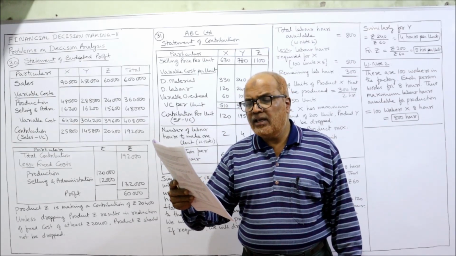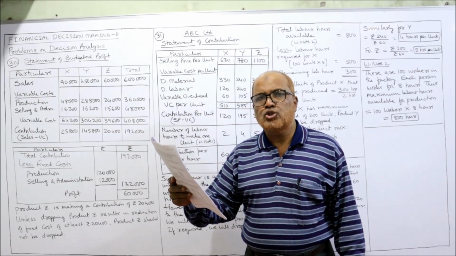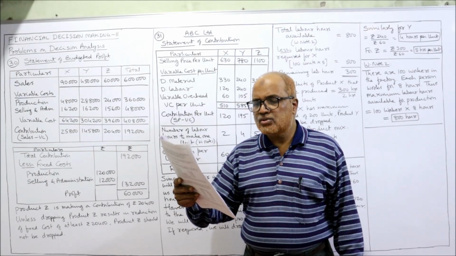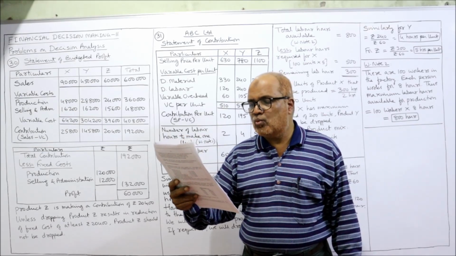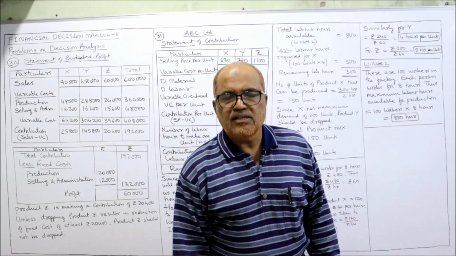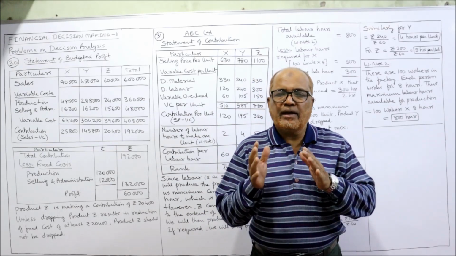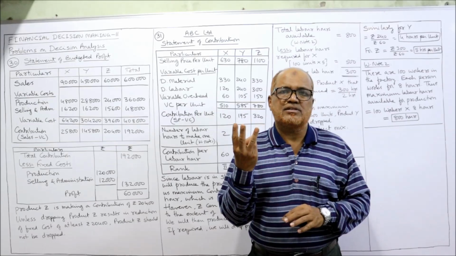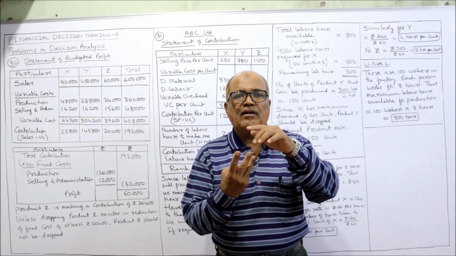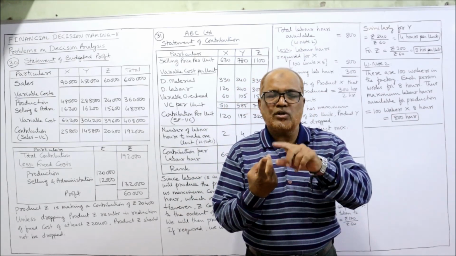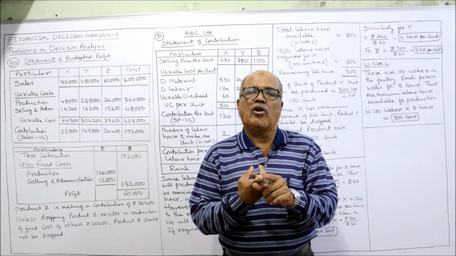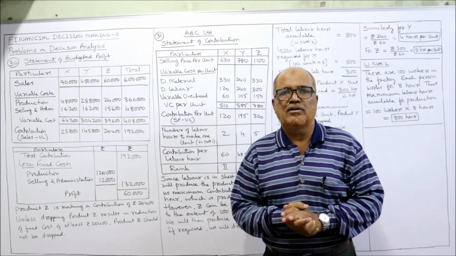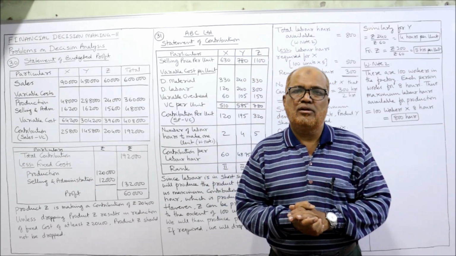Now, the board is of the view that product Z should be dropped as it is making losses. Your views. State your views with the reasons. This is a problem of should we continue the product or should we drop the product? Three products X, Y, Z. Out of three, the board suggests that Z product should be dropped because Z product is incurring loss, whereas other products are giving profit. That is the contention of the management board.